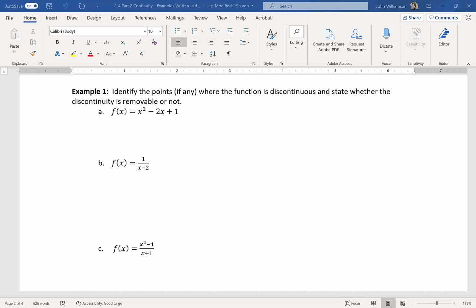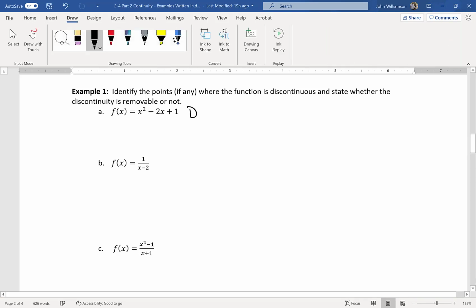Okay, so now let's identify the points, if any, where the function is discontinuous and state whether the discontinuity is removable or not. So the first one, A, f of x is equal to x squared minus 2x plus 1. Our first step is to find the domain, because remember, your starting point of finding any values where the function is not continuous is first to find any values where the function is not defined.